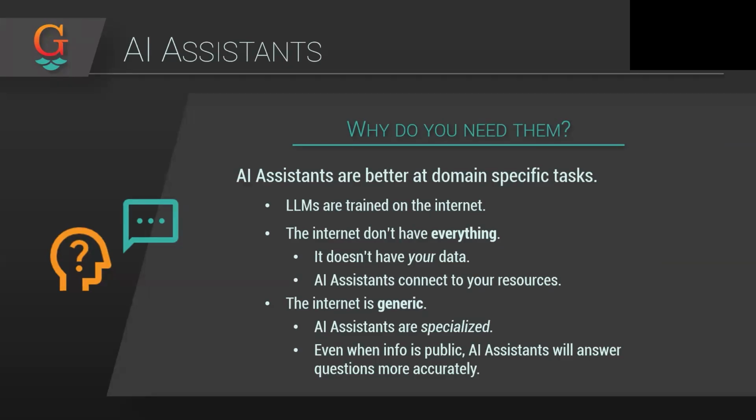So what modern chatbots like ChatGPT use is a technology called a large language model. Now, LLMs are great. They know a lot. They were trained on a lot of data, basically the whole of the internet up to a certain point.